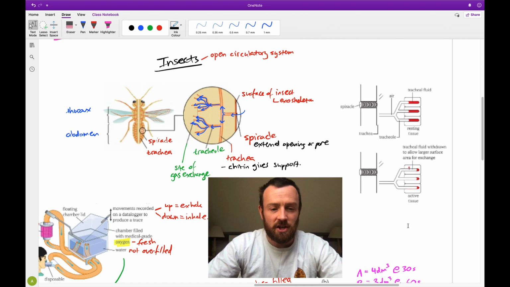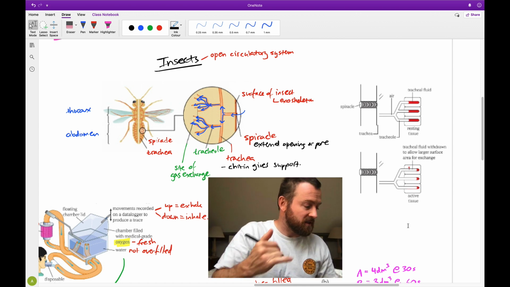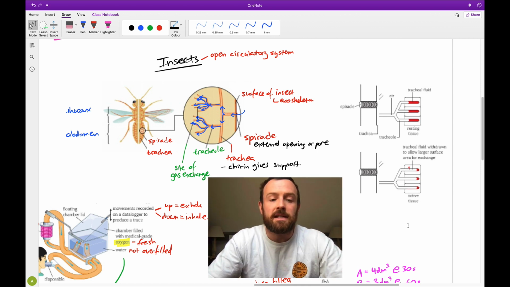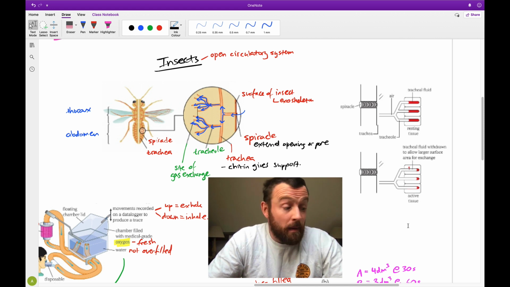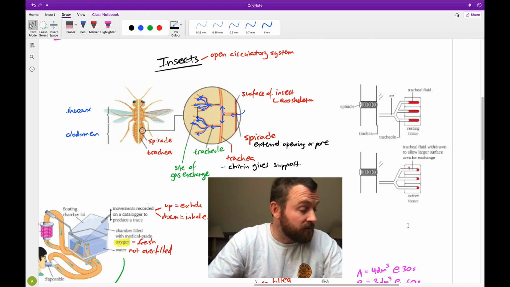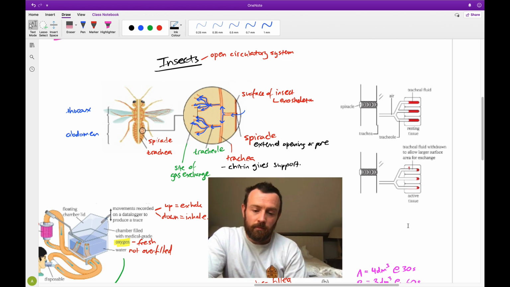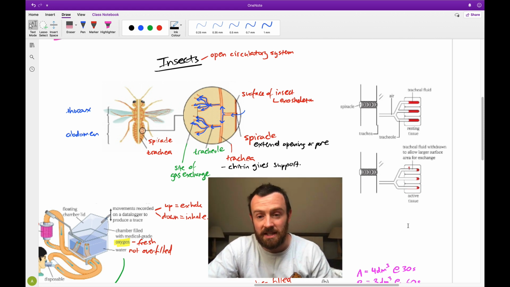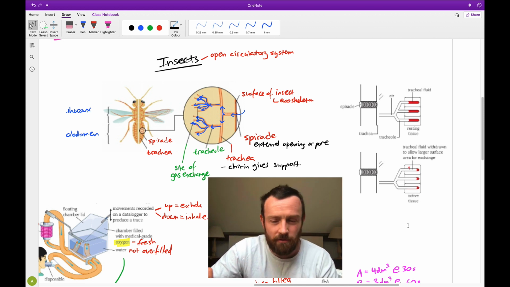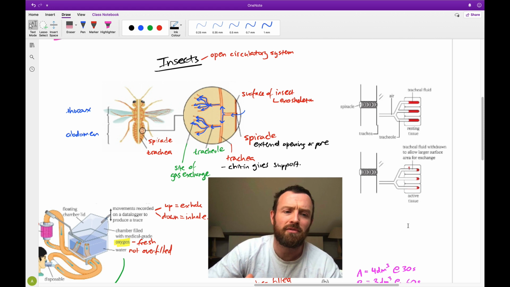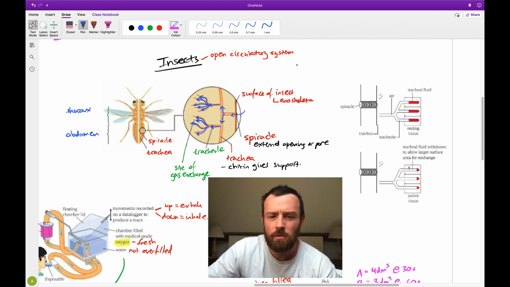Now, some insects can have a slightly modified version of the system because they're very active and they need to get a lot of oxygen to power their flight muscles, specifically if it's a flying insect. So using this system, they can change their rate of oxygen uptake by modifying the surface area of their exchange system.